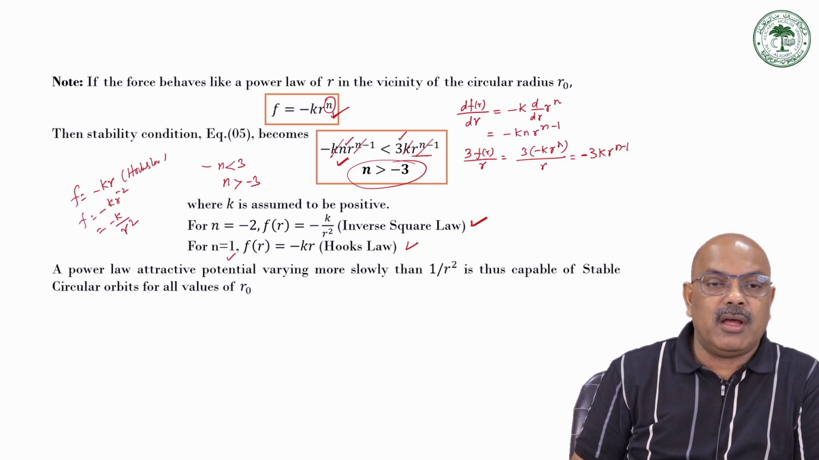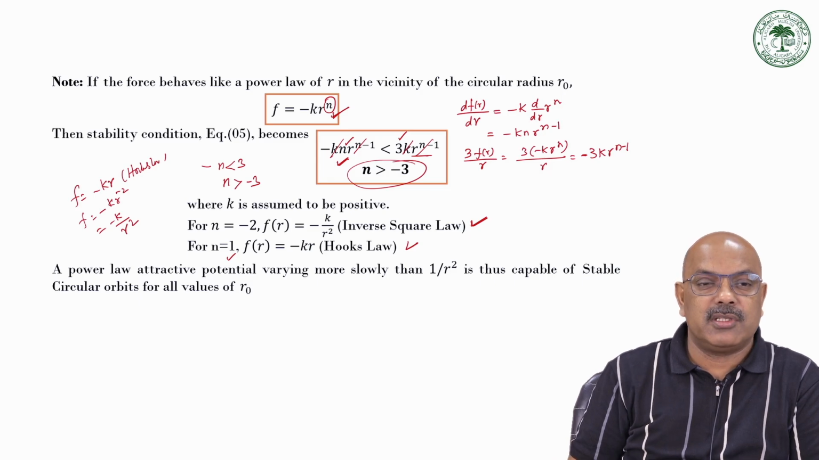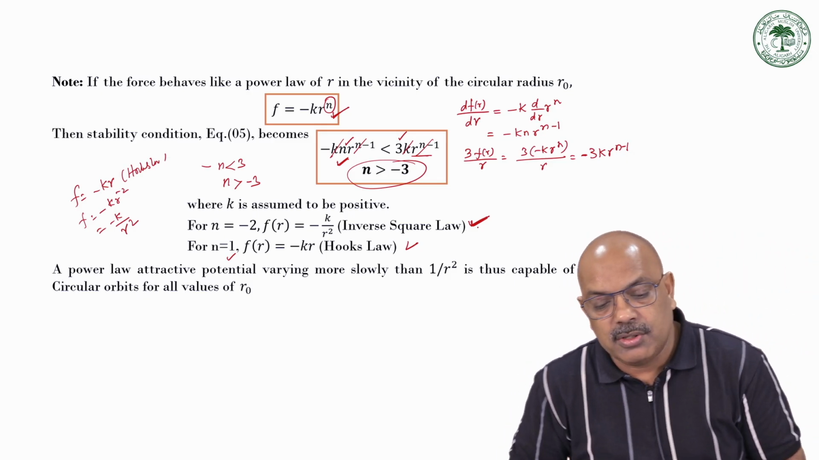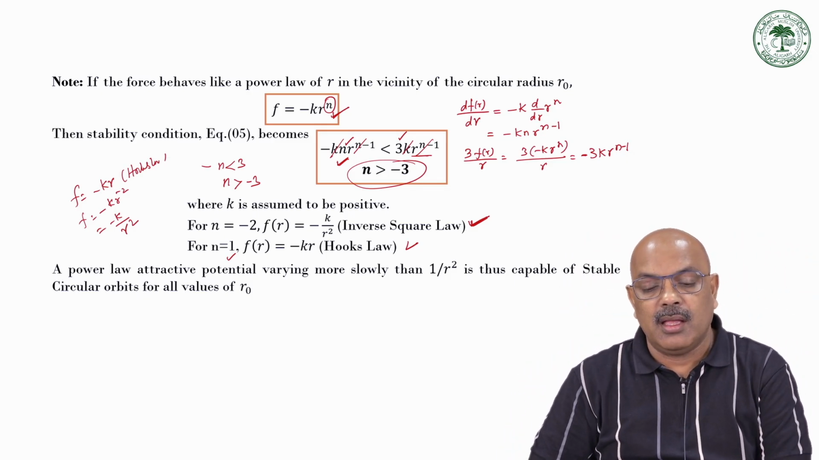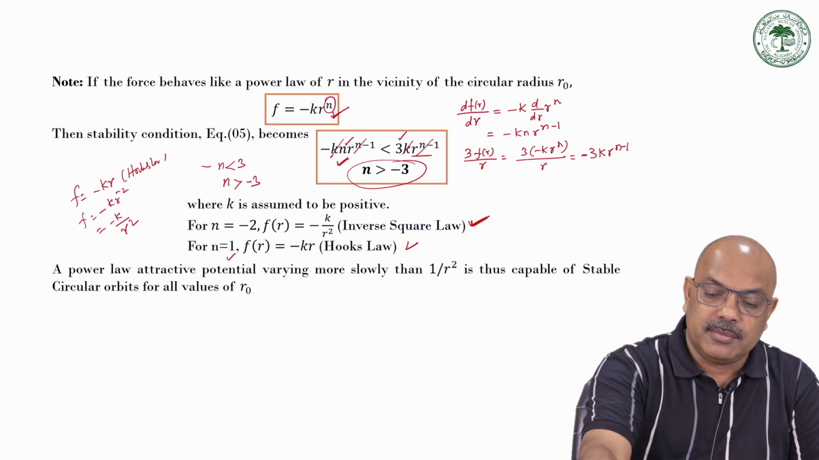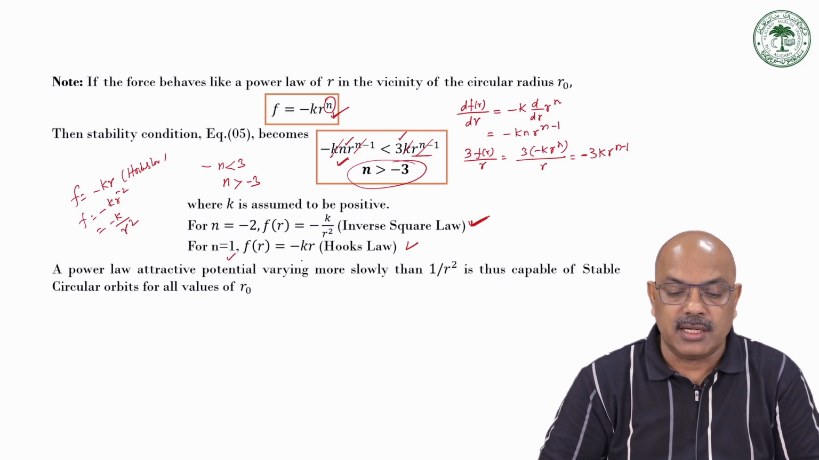So a power law attractive potential varying more slowly than 1 by r square is thus capable of a stable circular orbit for all values of r naught, because in this case we know that there is going to be one minimum, and you're going to have a circular orbit for that condition.